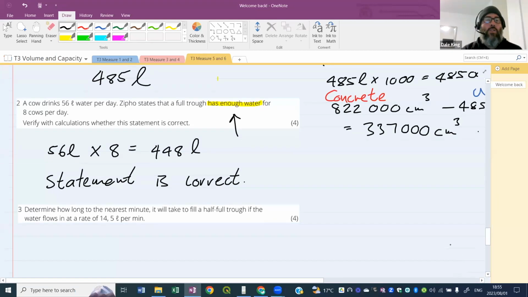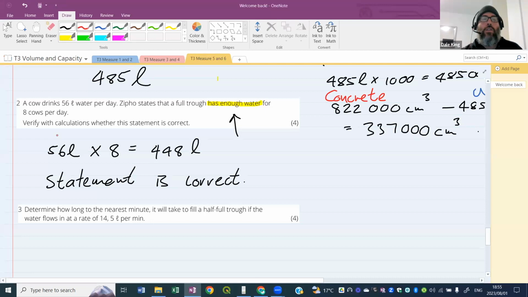Determine how long, to the nearest minute, it will take to fill a half full trough if the water flows in at a rate of 14.5 liters per minute. All right, I'll give you a couple of minutes to try this one. How long to the nearest minute for a half full trough if you're filling at 14.5 liters per minute?